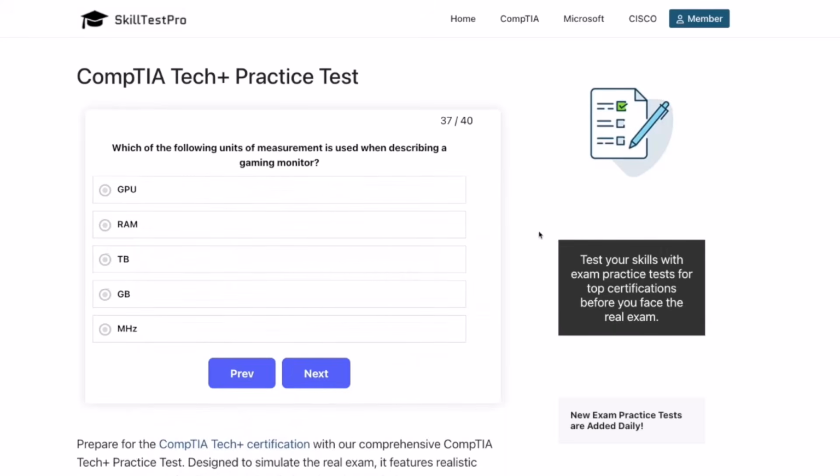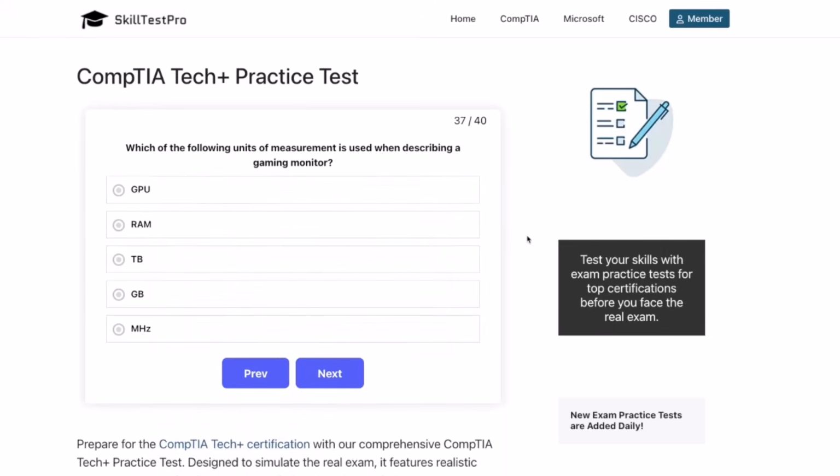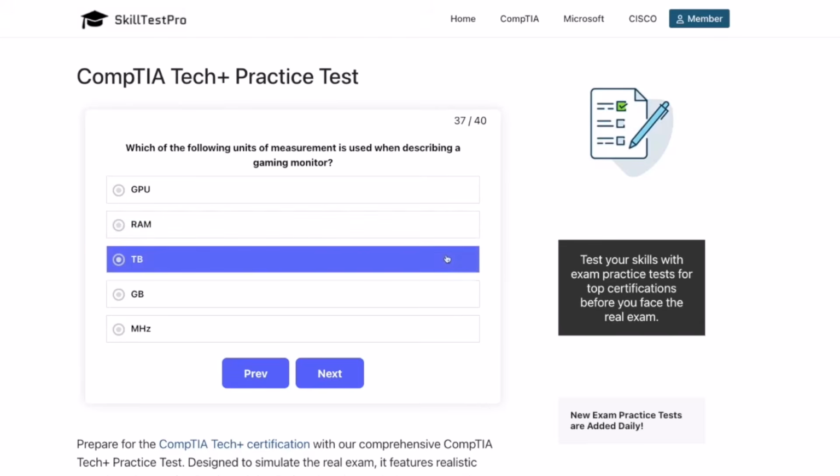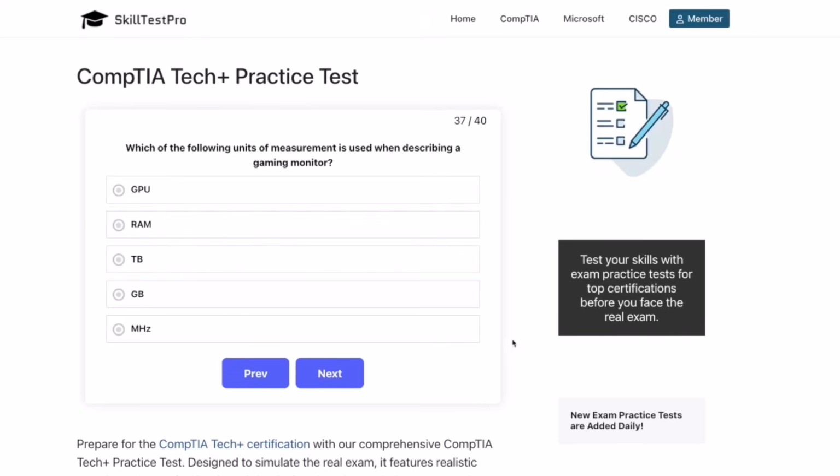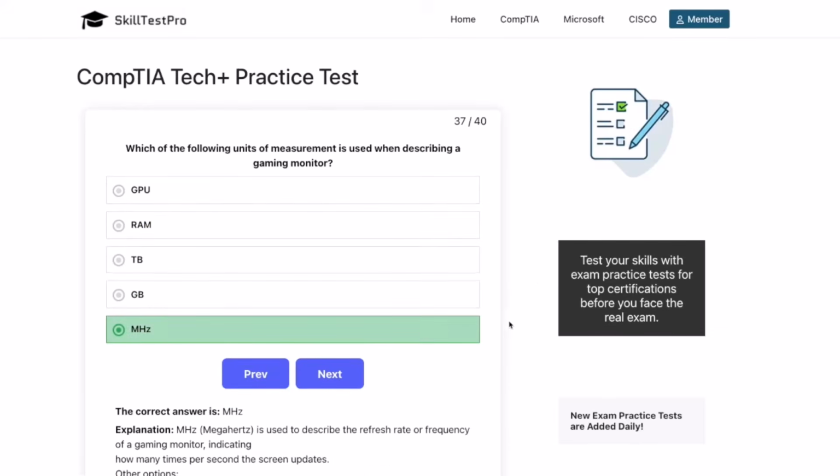All right, 37. Which of the following units of measurement is used when describing a gaming monitor? GPU, RAM, TB, GB, or MHz? The correct answer, MHz, or megahertz.